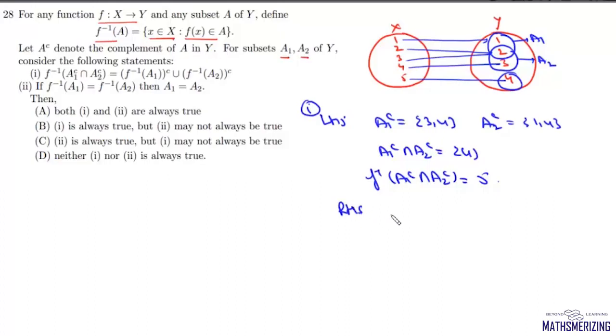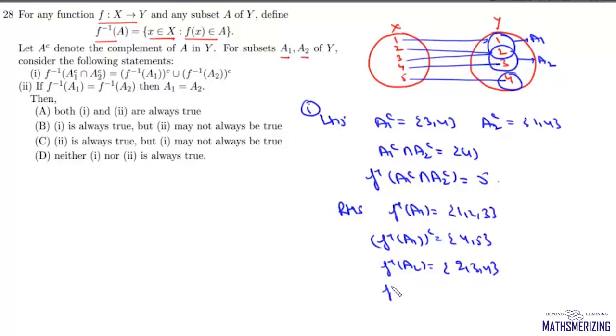Now the right hand side, it will be f inverse of A1. Now what is f inverse of A1? f inverse of A1 is 1, 2 and 3. And I will take the complement of f inverse A1. It will be 4 and 5. And the same way, if we take f inverse of A2, f inverse of A2 will be 2, 3, 4, and f inverse of A2 complement will be 1 and 5. Now we'll take the union of both.